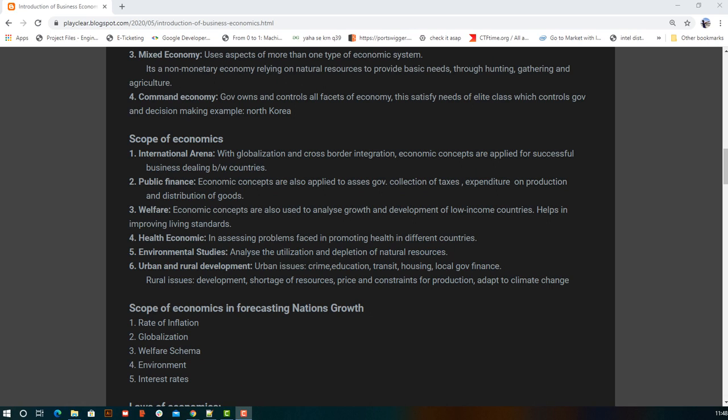Next we have environmental studies. So as we have seen, there will be cycles going on in the economy. Firms will be giving labor cost, and laborers will be giving their service.